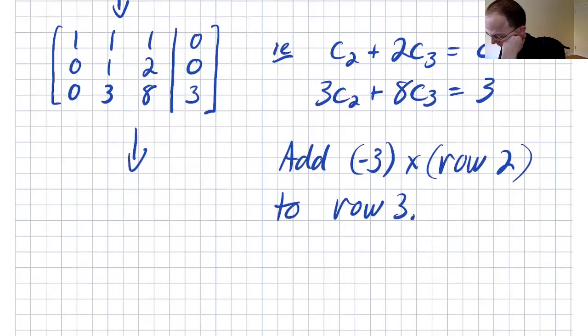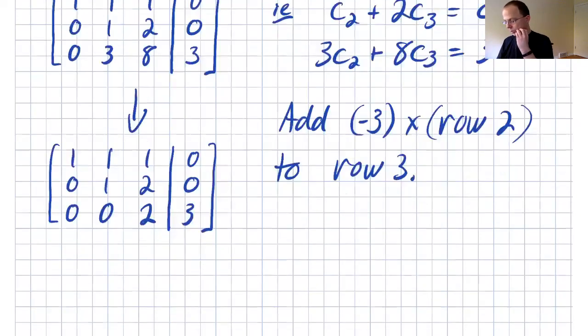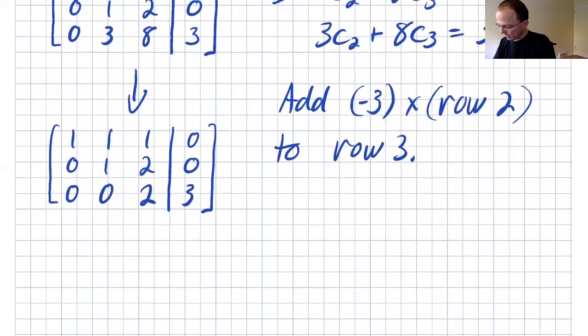So the first two rows are going to stay the same. So I'll just copy that there. And it's just the last row that's going to change. So this will be 0 still, because -3 times 0 is 0, and then add that to 0. But -3 times 1, and then add that to 3, that gives us 0. -3 times 2 is -6. Add that to 8 is 2. And then -3 times 0 is 0. So we get a 3 there. So now this is a really nice linear system.